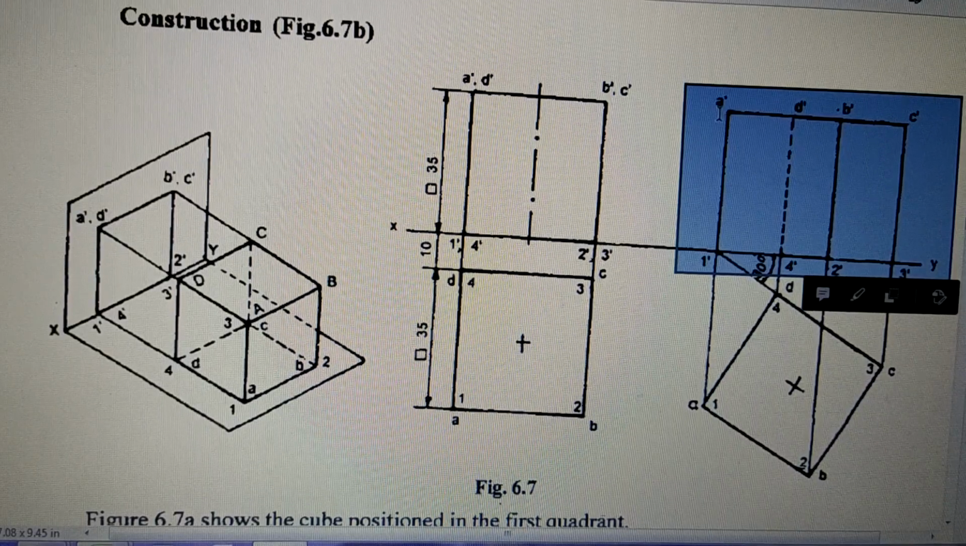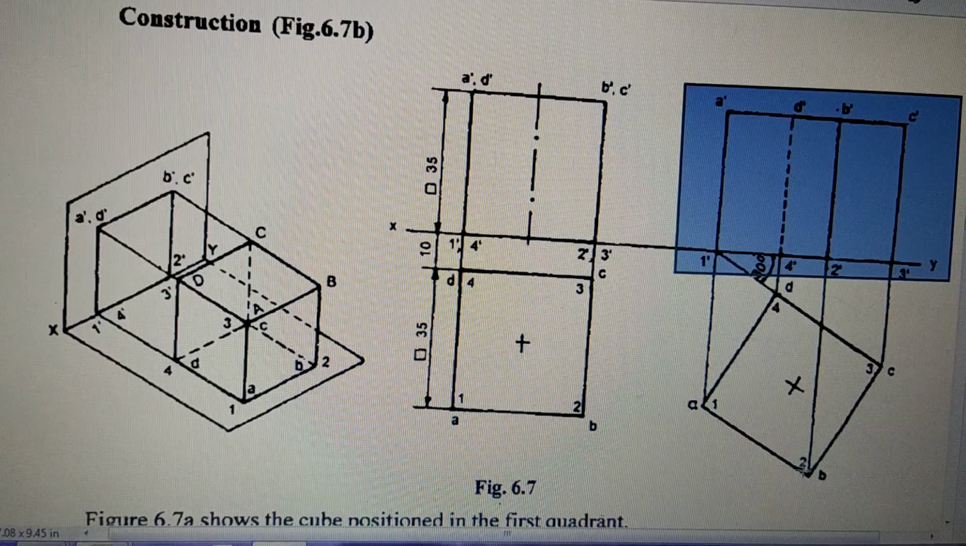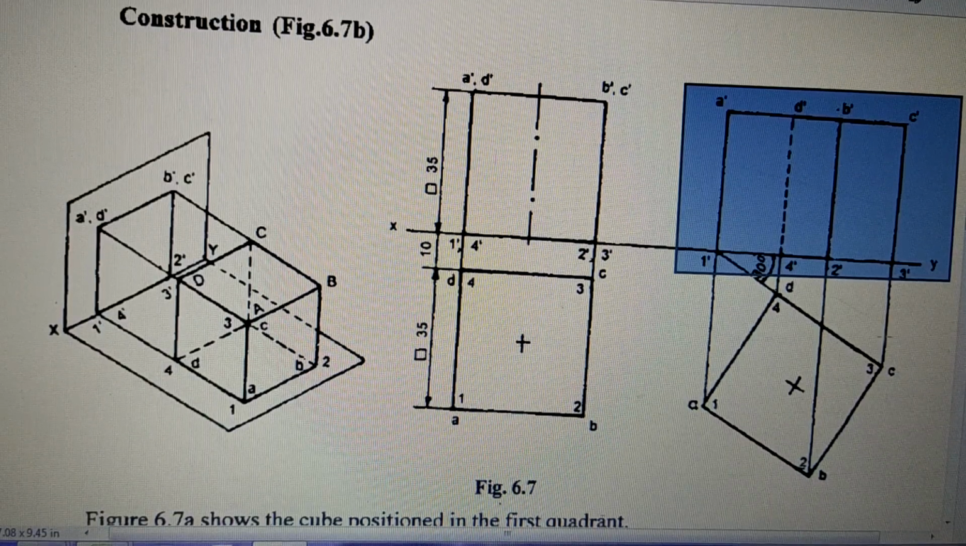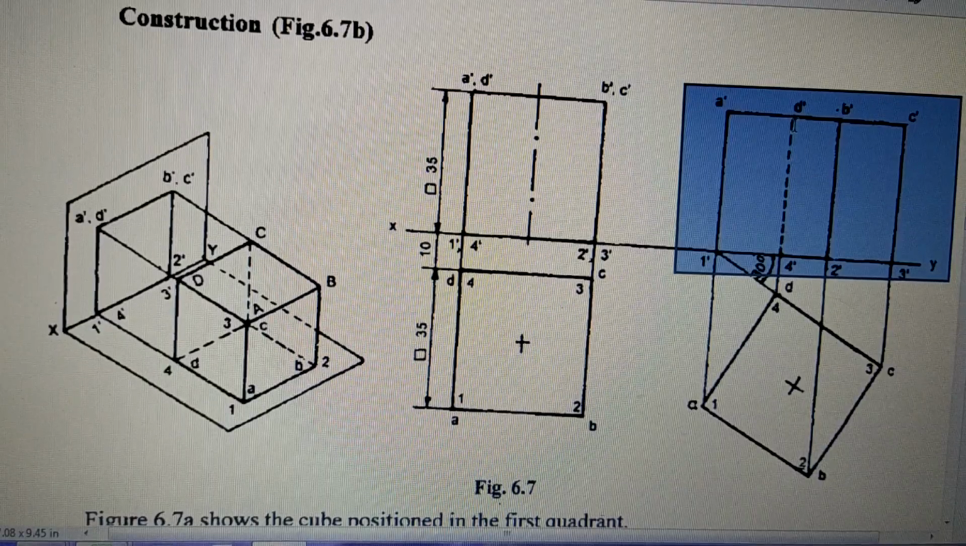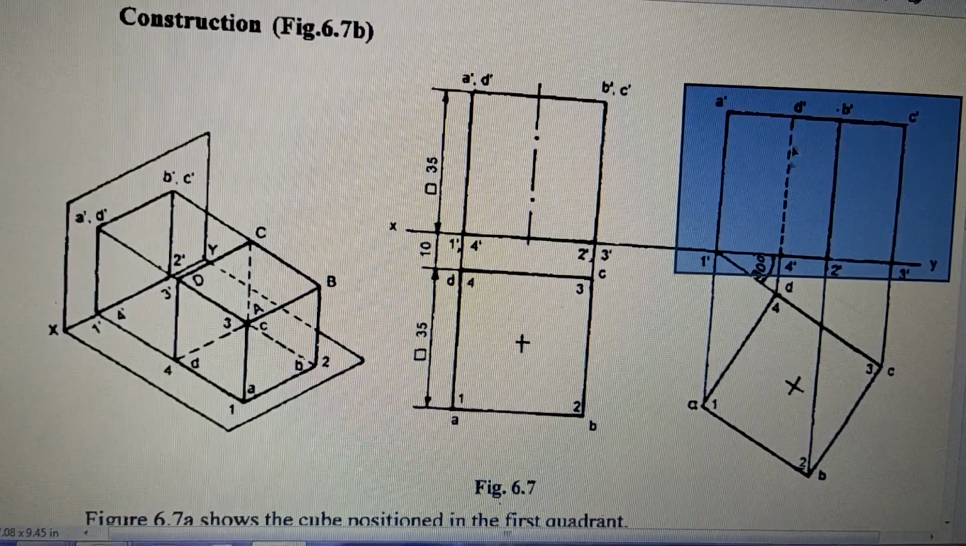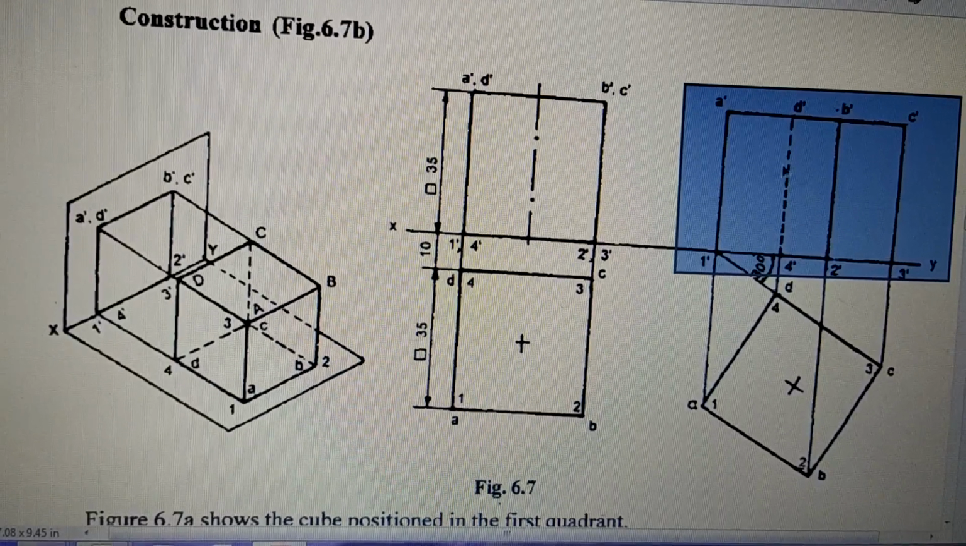Now the sequence is, first is A because you see here A. After that you see here B. So this is B. Then you see here C. So this is C. Then you see here D. So this is D. Now what you observe here is this line 4 to D. This line is drawn as a dotted line.